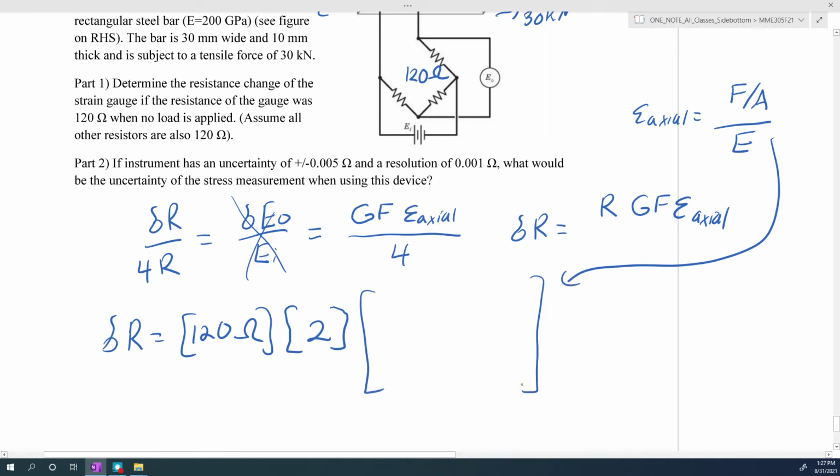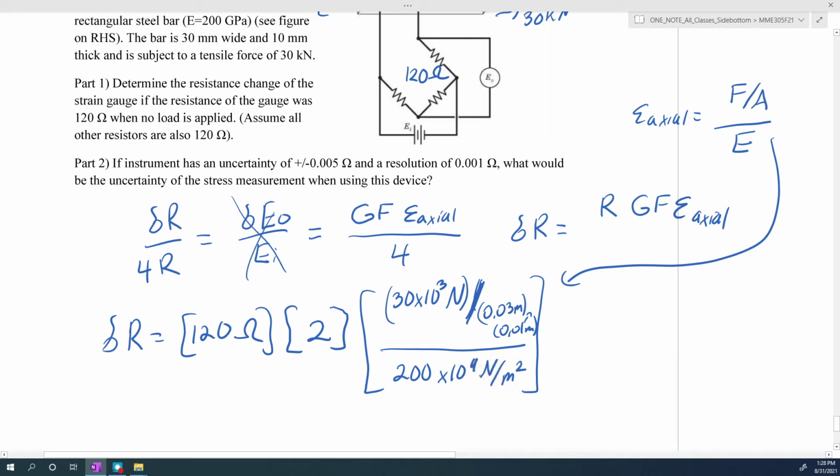Our force we were given as 30 times 10 to the 3 newtons. The cross-sectional area would be the base times the height. We were given 30 millimeters by 10 millimeters, so we're going to write that in meters to keep everything consistent: 0.03 meters times 0.01 meters. Then we divide that all by the Young's modulus, which was 200 times 10 to the 9 newtons per meter squared.